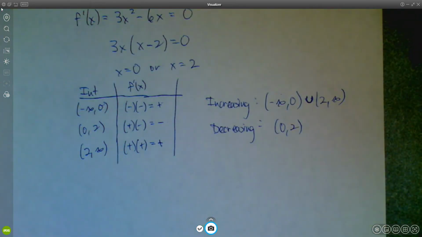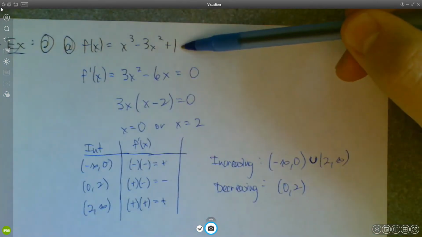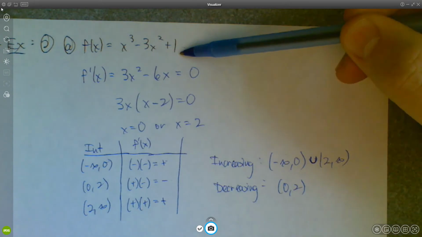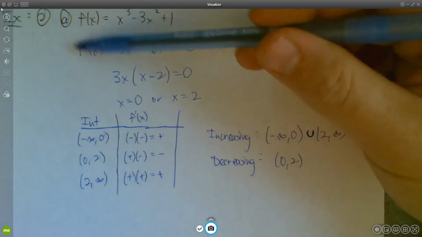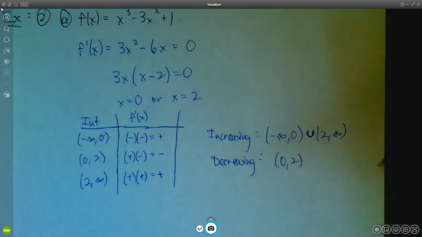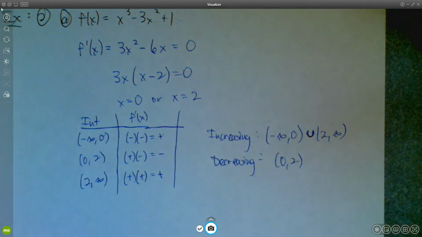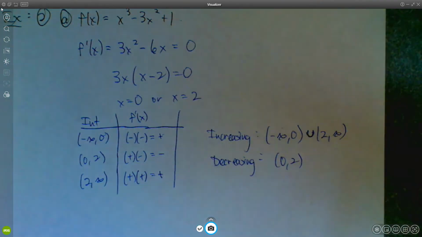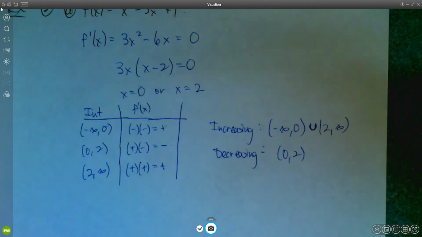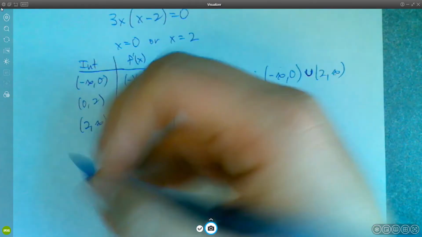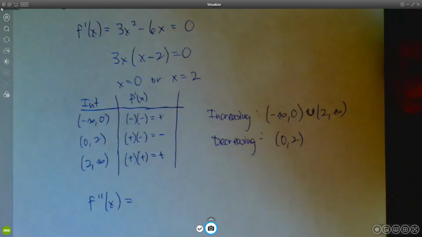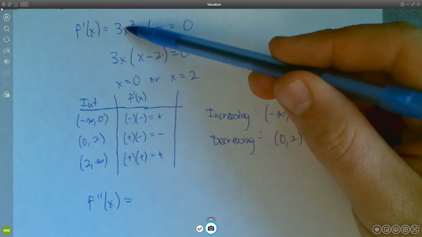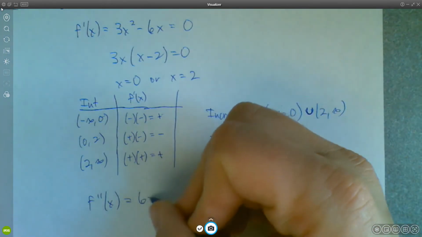Now the second question is, where is this original function in black ink concave up and where is it concave down? To answer that question, we have to figure out where the first derivative is increasing and decreasing. To do that, we need to take the second derivative, the derivative of the derivative. So we're going to take f double prime. In this case, f double prime is going to be 6x minus 6.